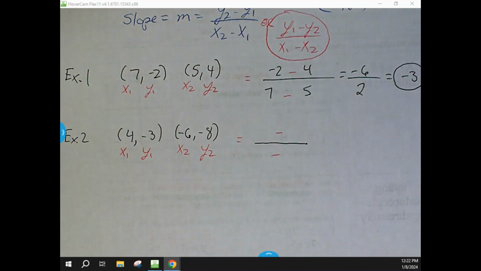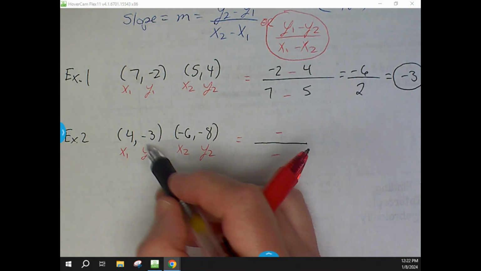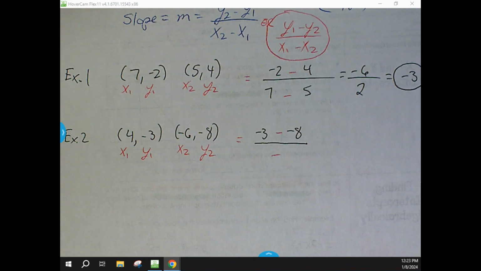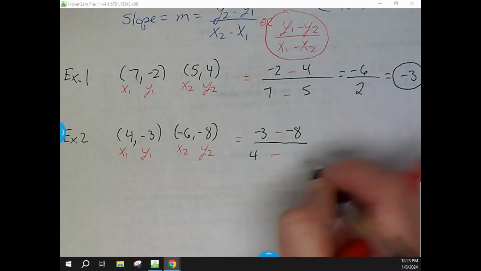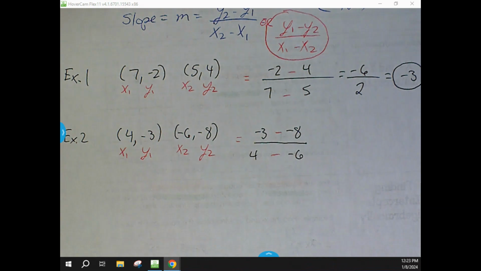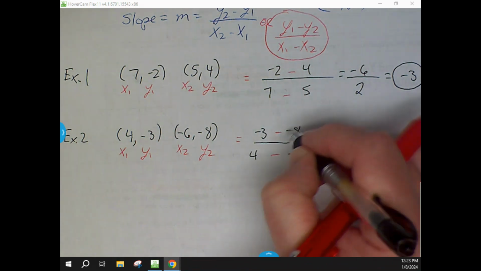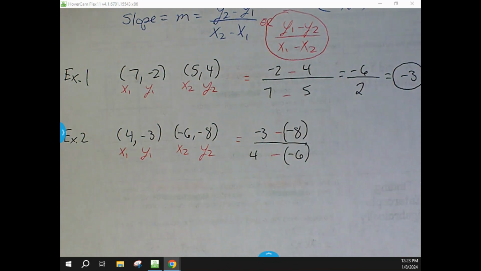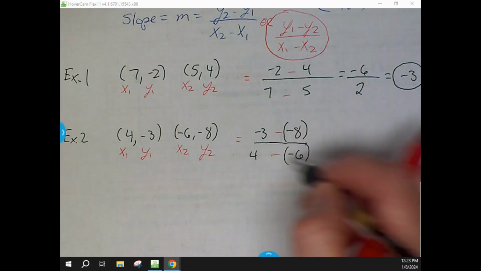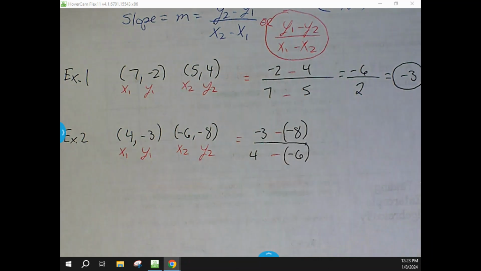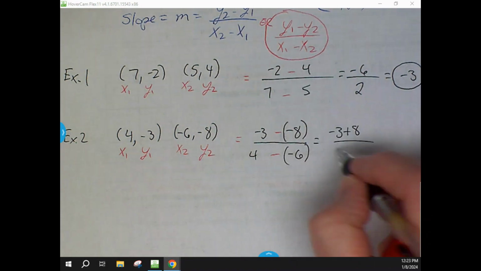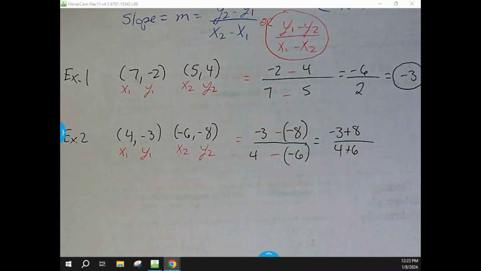Okay, now here's why I like to put those minuses in a different color. For this one, it's Y1, the first Y minus the second Y, and then it's the first X minus the second X. The reason I put those in is that way you can see that you've got a minus and a negative. For the first number, it's not a big deal, but because that second number is a subtraction, if it's a negative number, you want to put that negative number in parentheses so it stands out. That way it's -3 plus 8 when you do that minus negative. This one becomes 4 plus 6.